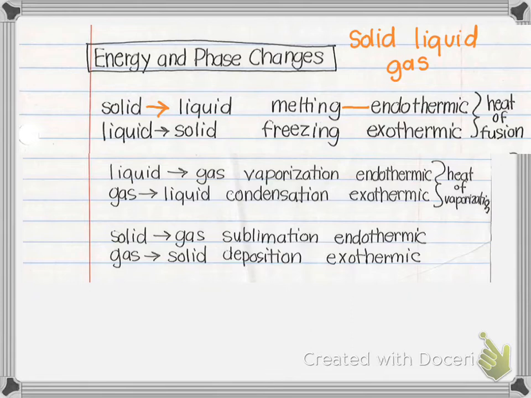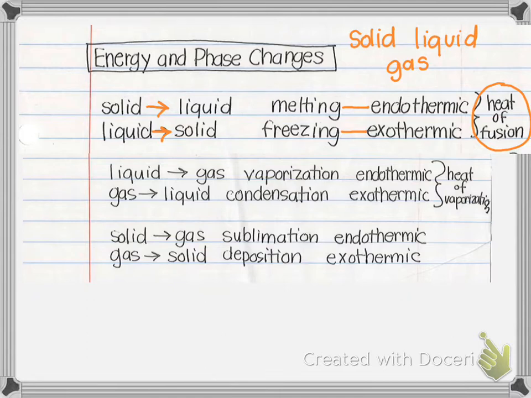Now the opposite, if a liquid goes to a solid, we call that freezing. And in order to freeze something, you have to remove heat. So that is an exothermic process. The amount of heat that needs to be added or removed can be calculated with a constant that's specific for each substance called the heat of fusion.